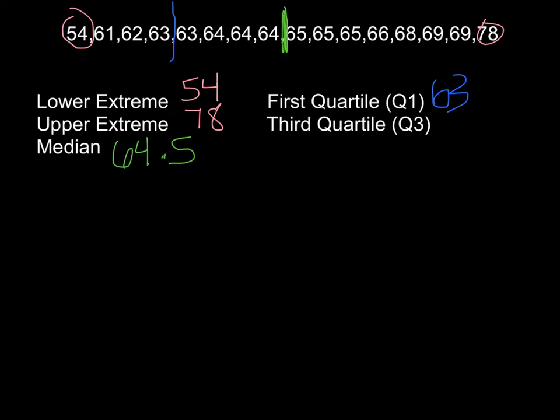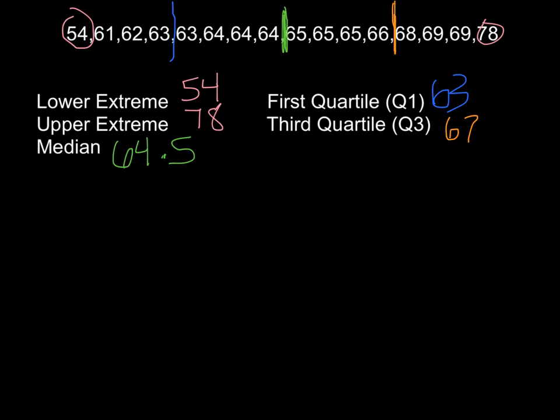Now let's find our third quartile. Again, the second half of our set has 8 data points, so our quartile is going to be between the 4th and 5th one. 1, 2, 3, 4. Our quartile, or median rather, of the second half of the set, which turns out to be a quartile, will be whatever is in between the 66 and the 68, which is 67.